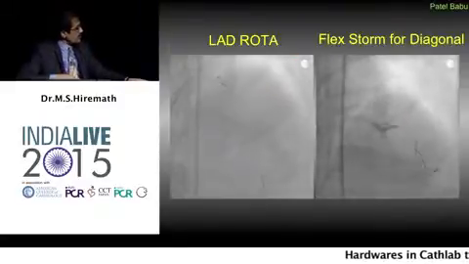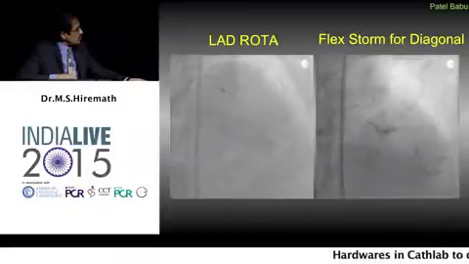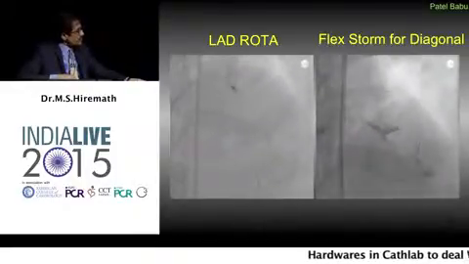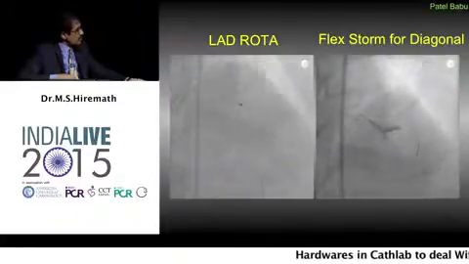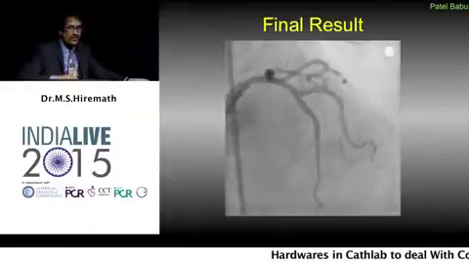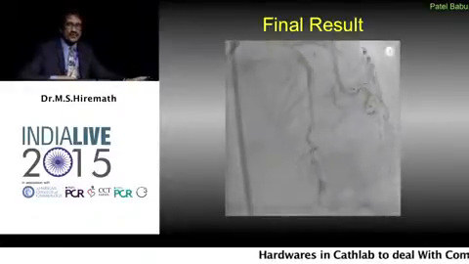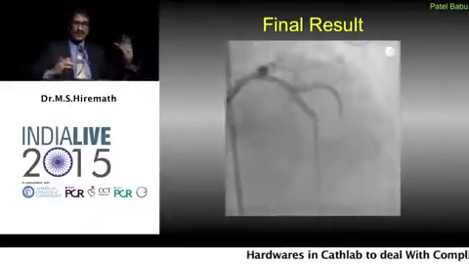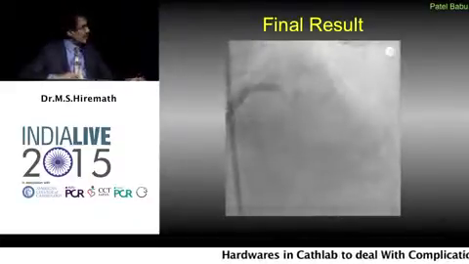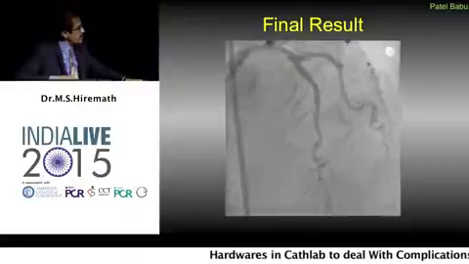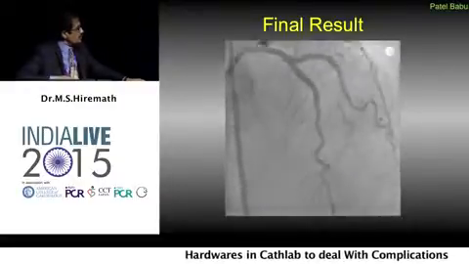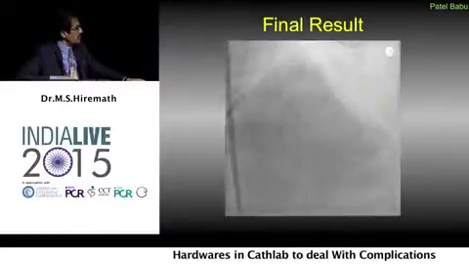So in this particular case, we did Rota on the calcified LAD, and we used a FlexStorm on the origin of the diagonal. And this is the final result of a bifurcation in this kind of setting. So you need to rethink. In this kind of case, if we had just gone with, say, a non-compliant balloon, almost always we'll end up with some kind of dissection, perforation, and so on. So you need to plan your case very effectively.